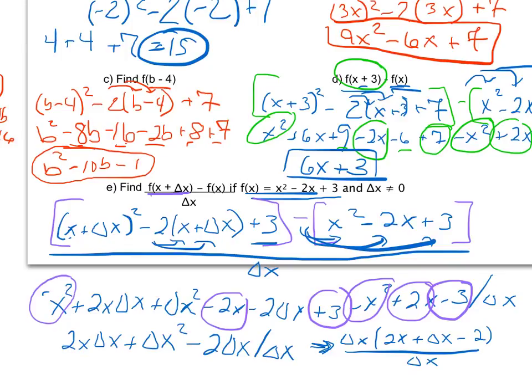I factored out a change of x. Why did I do that? Because now I can cancel my change of x out now that it's multiplied. And here is my final answer. I don't have room to rewrite it. I would normally rewrite it: 2x plus change of x minus 2.